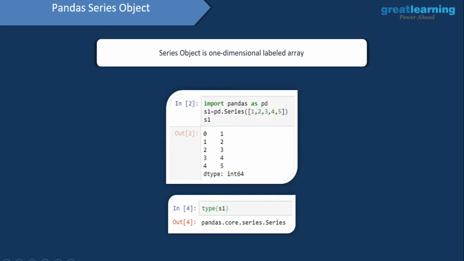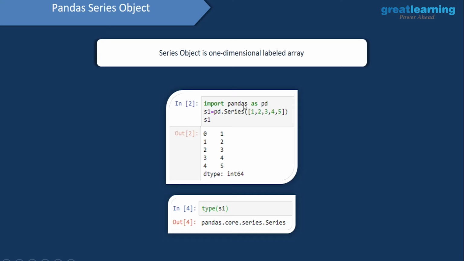So a series object is a one-dimensional labeled array. We have already worked with the NumPy array. In a NumPy array, we had no labels along with it. It was just a simple blank array where we had stored some values. But over here in a series object, as you see, we have labels, or you can consider them to be indexed with labels.